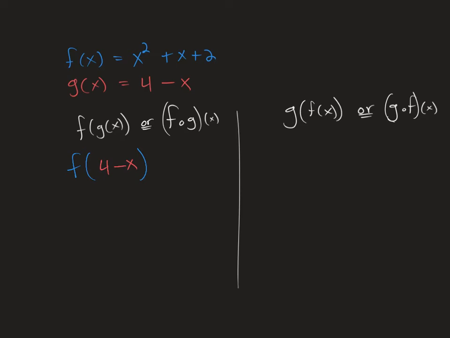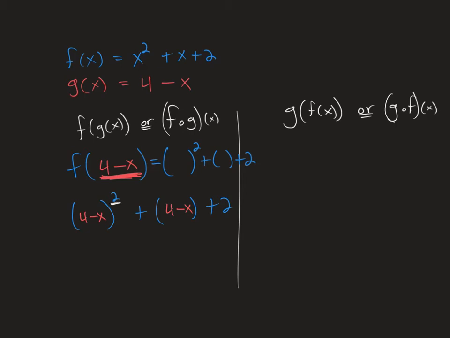So one way to think about that is in the f function, every time I have an x, I think about this function as stuff squared plus stuff plus 2. Well, what is that stuff? That stuff is this 4 minus x. Excuse me, this 4 minus x. So 4 minus x, 4 minus x. I keep writing it wrong. 4 minus x.